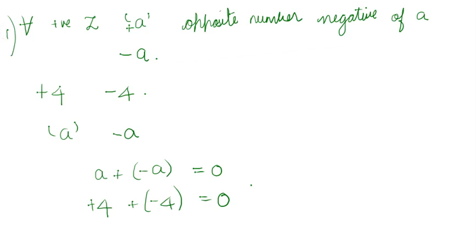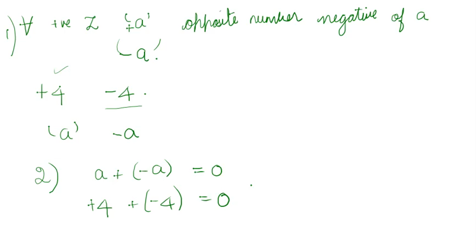Note 1 is for every positive integer plus a, there exists an opposite number called the negative of a, which is represented by minus a. That is, if plus 4 is the positive number, then the opposite number is the negative of plus 4, which is minus 4. And similarly, when you add an integer plus a to its negative number, you will get the sum to be equal to 0. So these are the two important properties which you must remember.